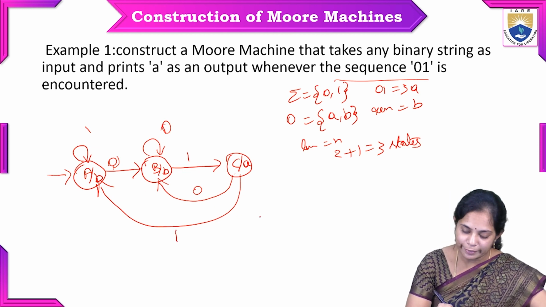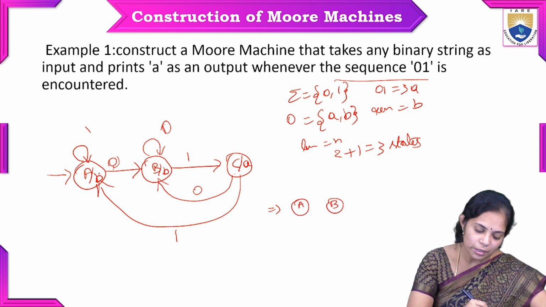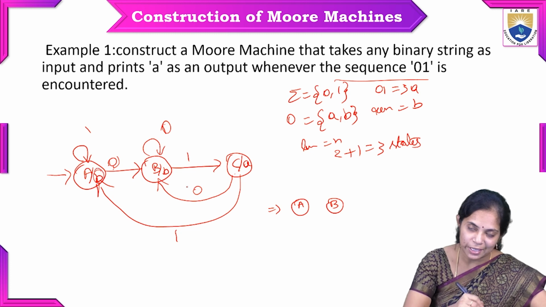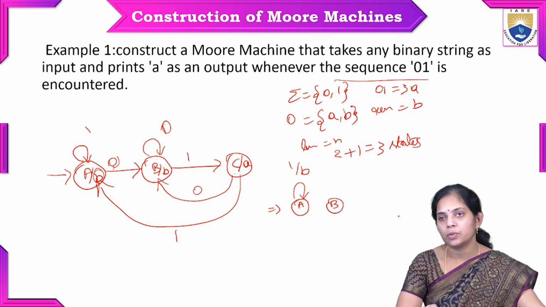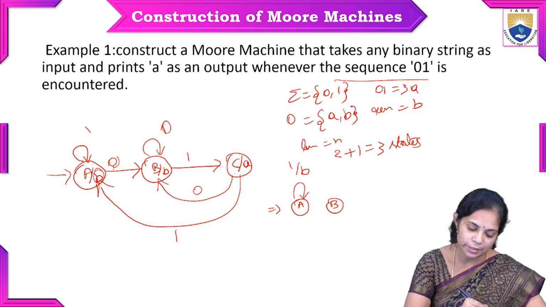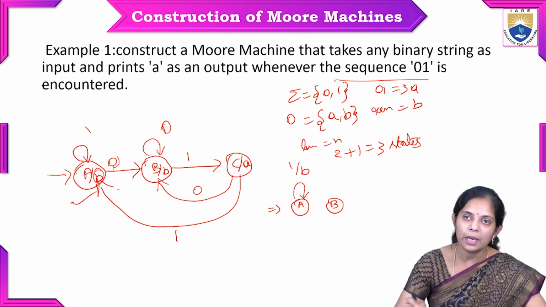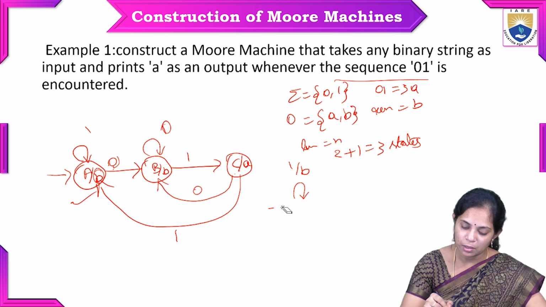So the Moore machine is like this. Here we are representing the output in the state itself, but in the Mealy machine we are representing it outside of the state. In the Mealy machine we display the output in the transition, but in the Moore machine we display it in the state itself. That is the difference.